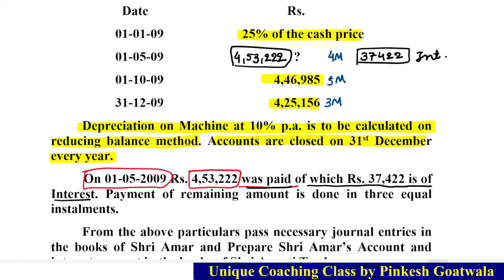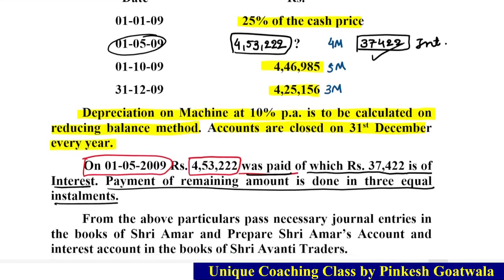Remember we have solved this type of sum, I think in video number 8 or 9. In that sum they also give the interest separately. The journal of interest is given. So the same point here: they give the interest of this installment and the amount of installment, and then say payment of remaining amount is done in three equal installments. It is something new, we will see it.